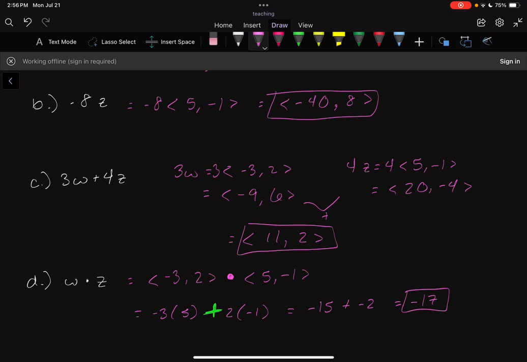So that's really important here. You have to add those numbers together. A lot of times people will write it as negative 15 comma negative 2 and then just leave it. They write it as a new vector, but that is incorrect. Make sure you add them together.